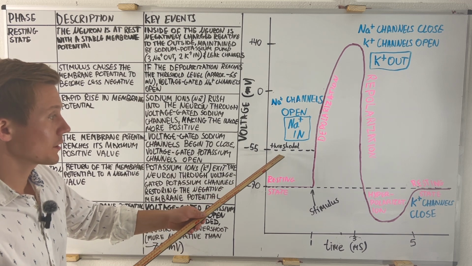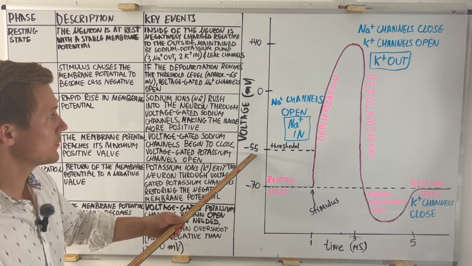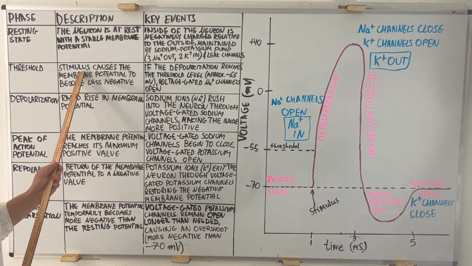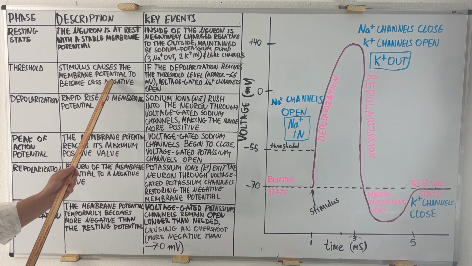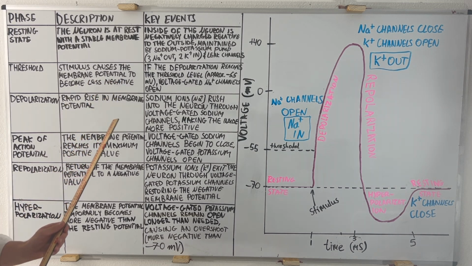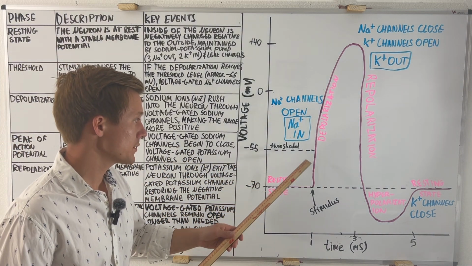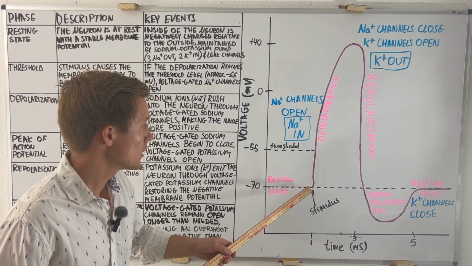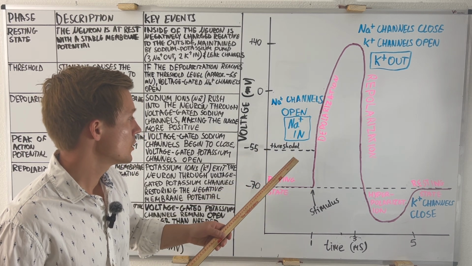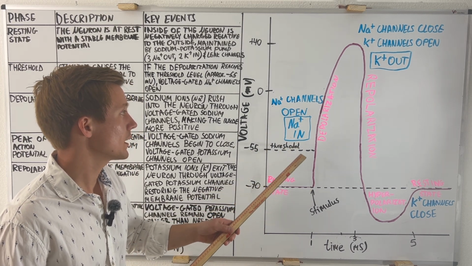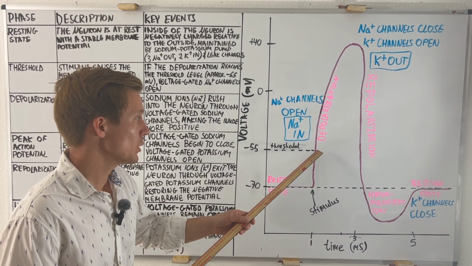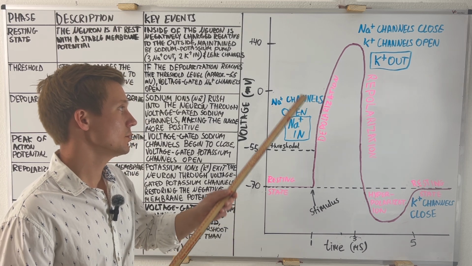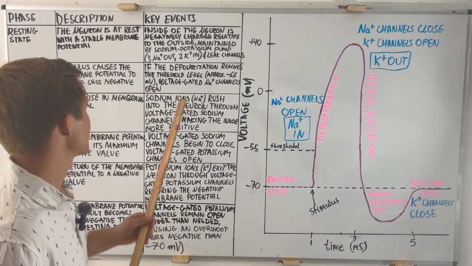Moving on, we have the threshold at -55 millivolts. And so the stimulus causes the membrane potential to become less negative. And here, indeed, we see the stimulus depicted by this arrow here causes the membrane potential to increase in value, becoming less negative. And once it crosses this threshold line, it's going to then continue depolarization.